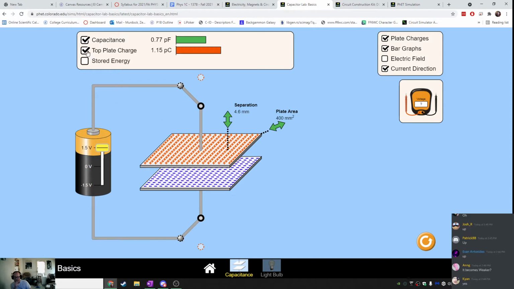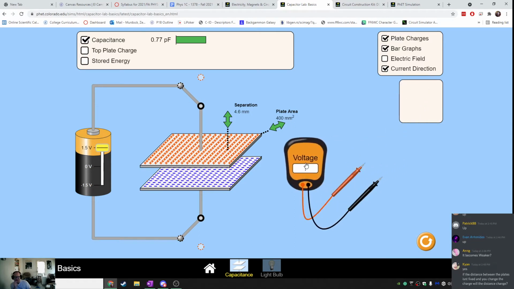Okay. We can also have a bar chart right here to show us exactly how much charge is stored. In this case, it's 1.15 picocoulombs. And of course, we can also just visualize it down here. What else can we do? Oh, we can use this voltmeter.